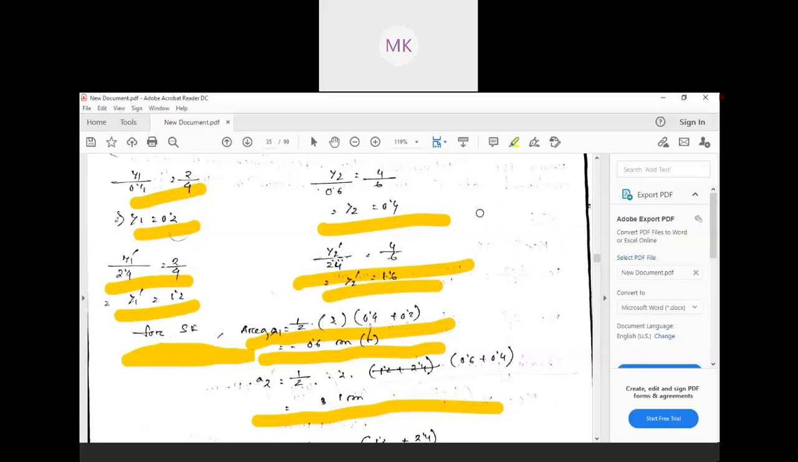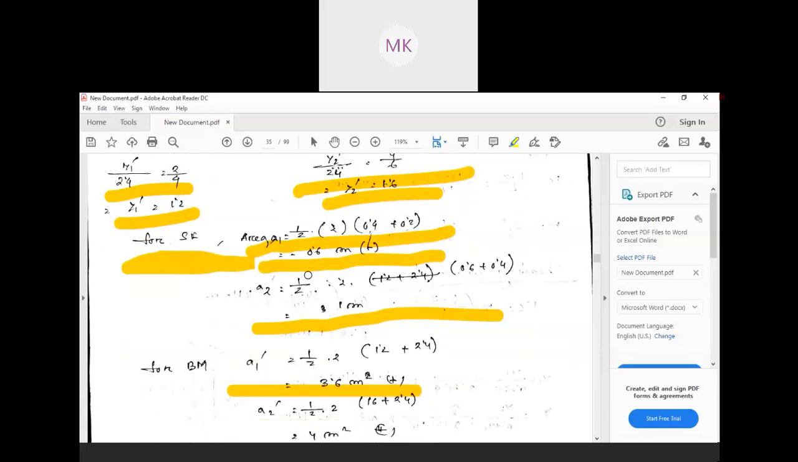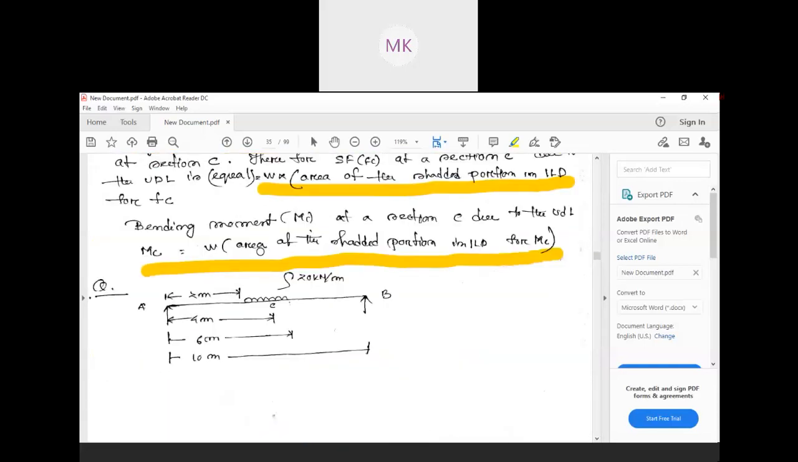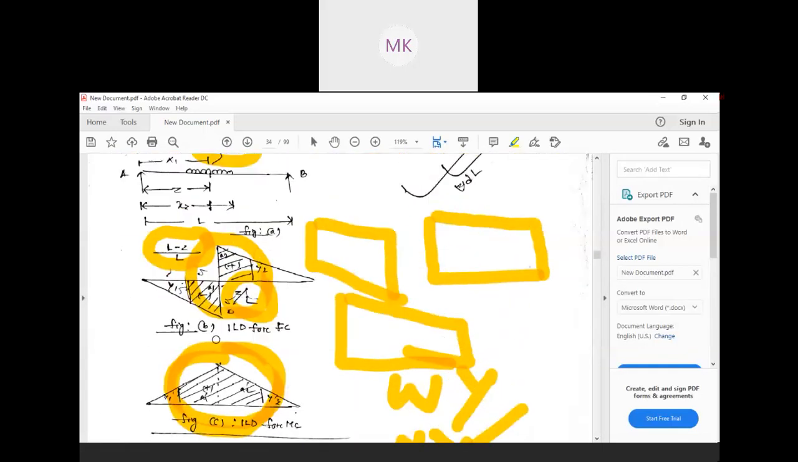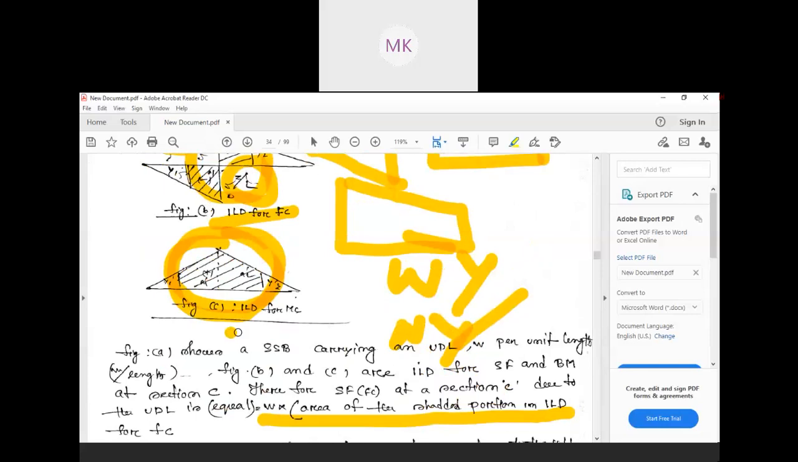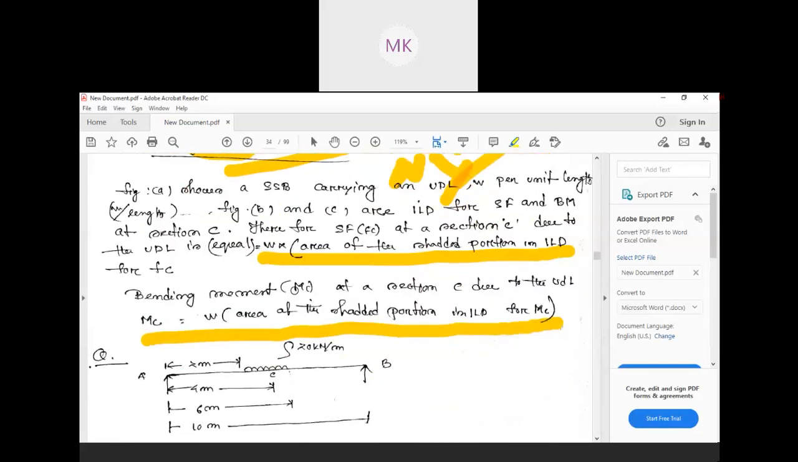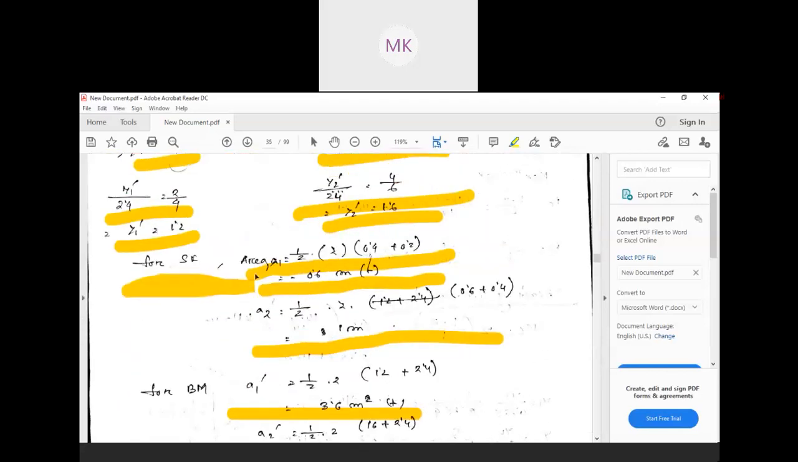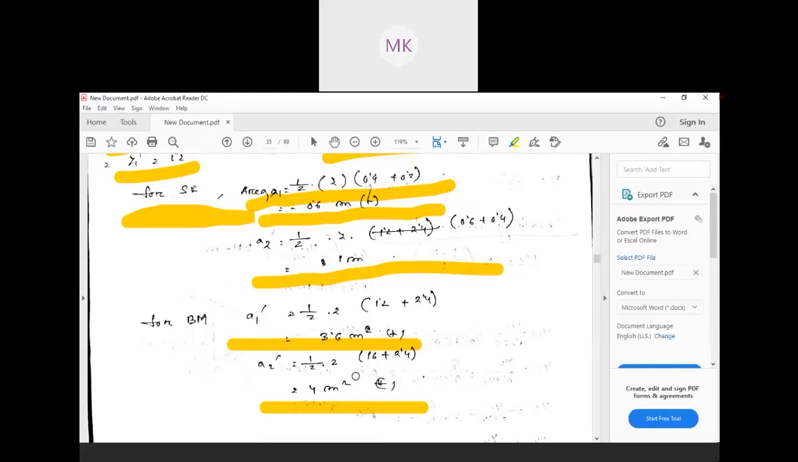After finding out this, use the trapezium formula to find out the area for the shaded portion of the above and for the below part. Above means for this ILD for FC and ILD for MC. Take the shaded portion, and for that shaded portion try to find out the area. So see, we have calculated four areas: A1, A2, A1 dash and A2 dash.